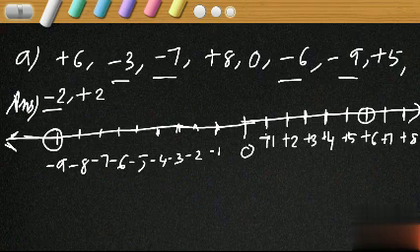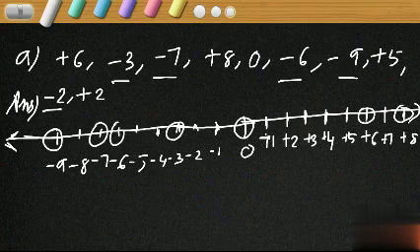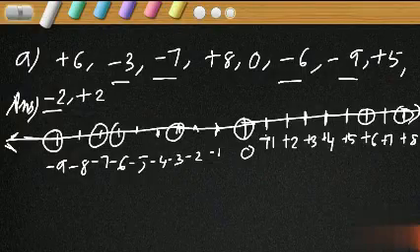Then we have -3, where is it? Yes, we have -7, it is here. We have +8, it is here. Then we have 0 is there. Then we have -6 is there. Yes, we marked. Then we have -9, that is marked already. Then we have +5.